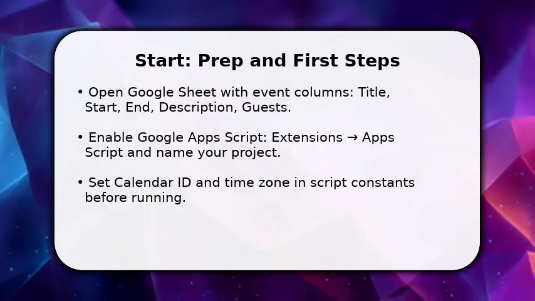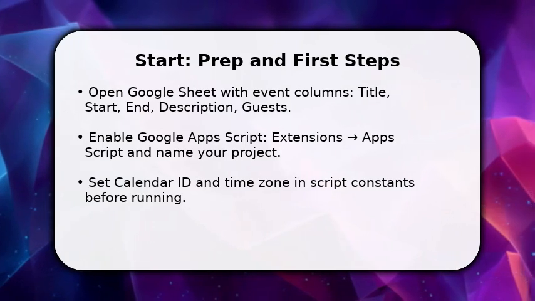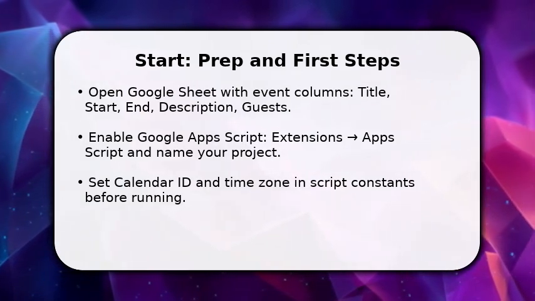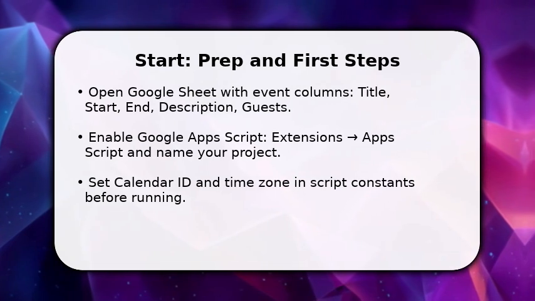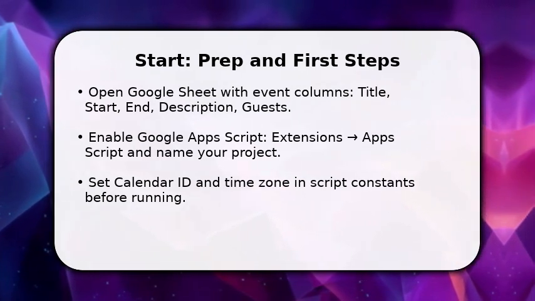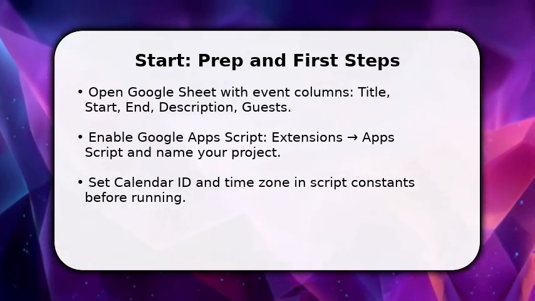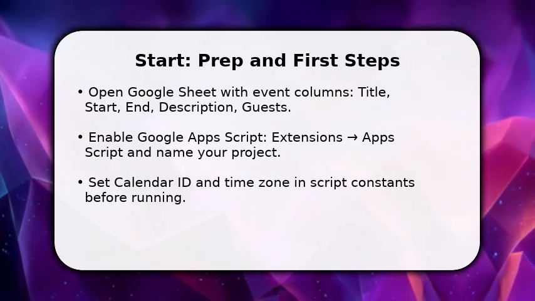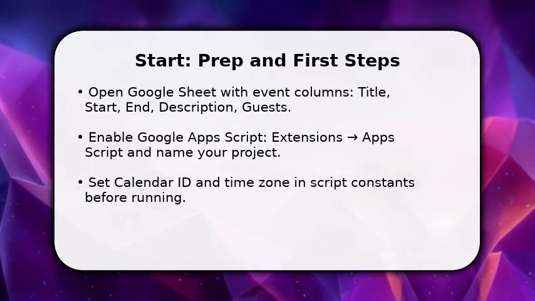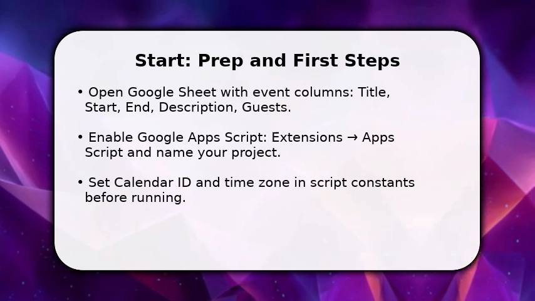You have the sheet ready, now link it. Open Extensions, Apps Script, and paste a script that reads rows and creates events. First, declare your calendar ID and time zone at the top so the script writes to the right calendar. Next, map column indexes to fields like title, start, end, description, guests.